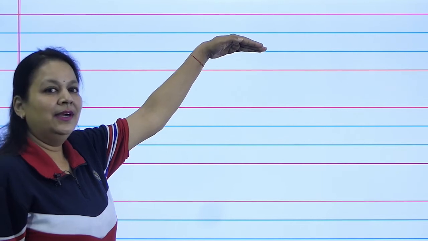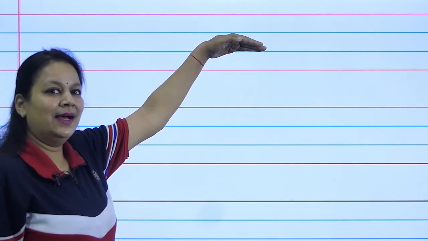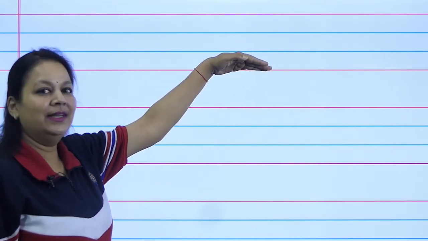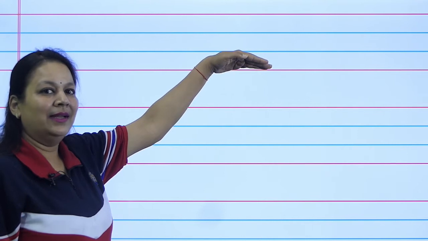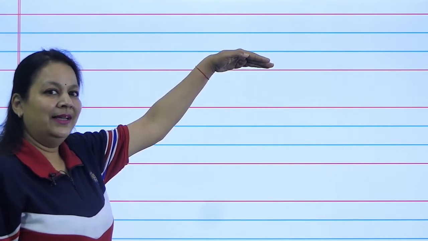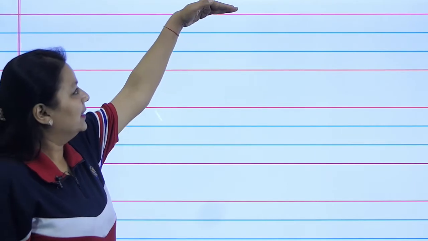Come to the third line. The name of the third line is base line. What is the name of the third line? Base line. And the last one is bottom line. What is the name of the last line? Bottom line.